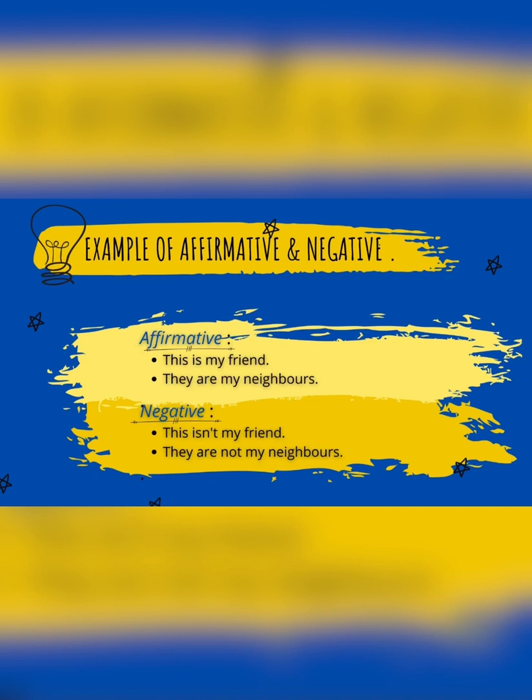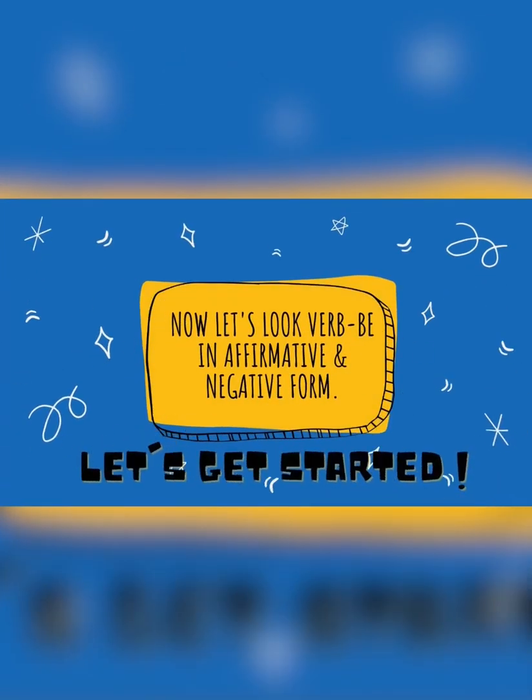Take a look at the affirmative sentences. This is my friend. They are my neighbors. As for the negative, this isn't my friend. Ataupun, this is not my friend. Next, they are not my neighbors. Ataupun, they aren't my neighbors. Well, now you know the difference between affirmative and negative. Affirmative tidak ada perkataan no. Negative ada perkataan no dalam ayat.